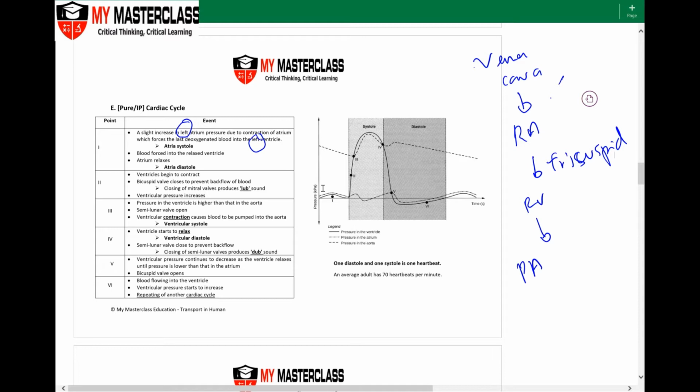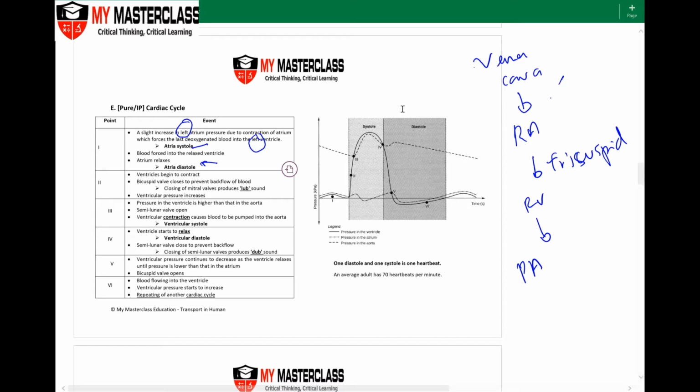Now at the last junction, when the right atrium has only a little bit of blood left, it has to force all the remaining blood into the right ventricle. So there will be atrium contraction. When the atrium contracts, there will be a drop in the pressure of the atrium. Follow? Anything that has to do with contraction, we call systole. So atrial systole means contraction of the atrium. Blood falls into the relaxed ventricle. Then the atrium will relax after the contraction, and relaxation we call diastole.